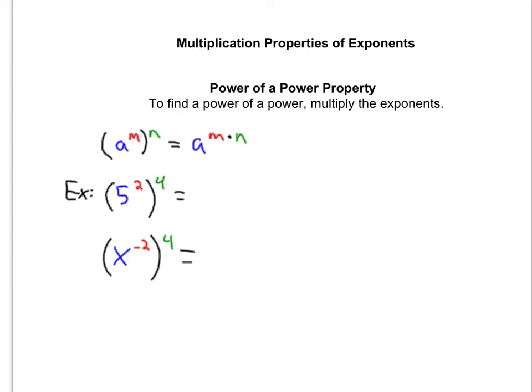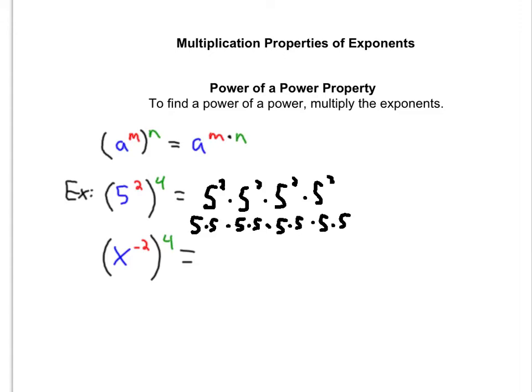And here's why. For example, 5 squared to the 4th power. What that means is 5 squared times 5 squared times 5 squared times 5 squared. Because we're taking the 5 squared and raising it to the power 4 times. We're multiplying it together 4 times. Well, of course, 5 squared means 5 times 5, and we're multiplying that times 5 squared, which is 5 times 5, times 5 squared, which is 5 times 5, times 5 squared, which is 5 times 5. So that is 8 total 5's.